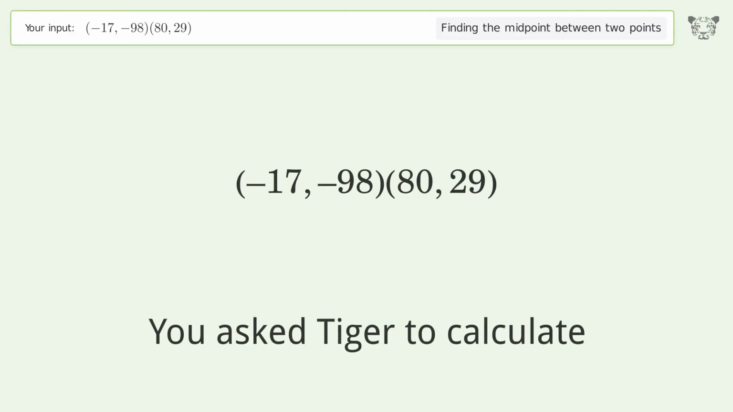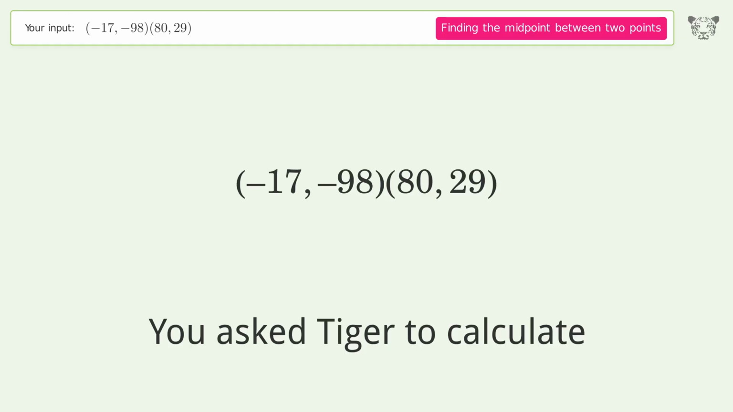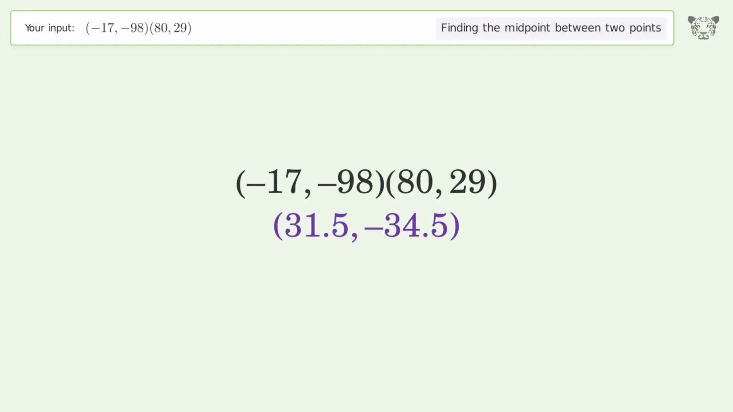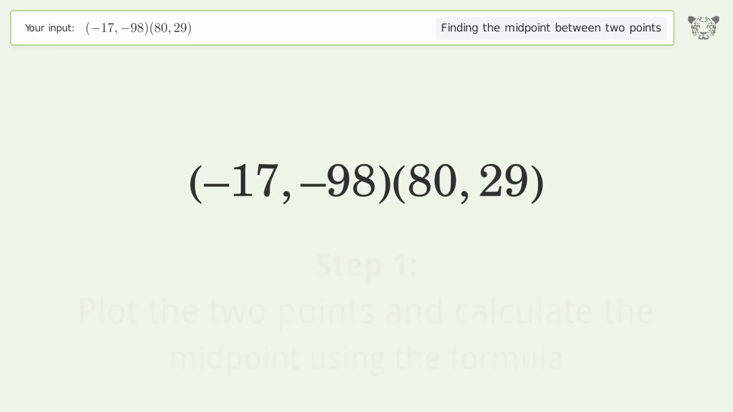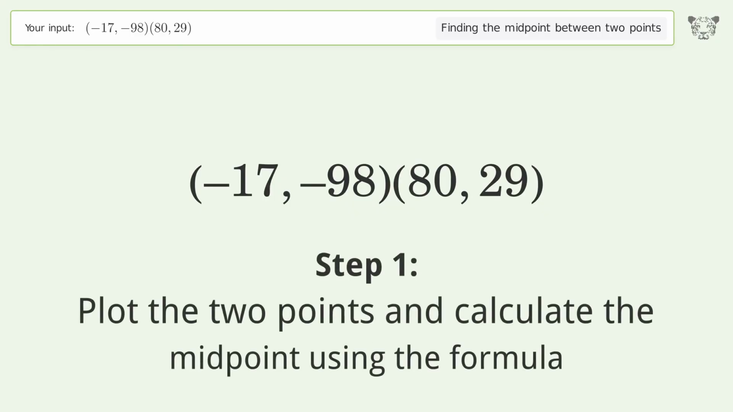You ask Tiger to calculate. This deals with finding the midpoint between 2 points. The midpoint between the 2 points is (31.5, -34.5). Let's solve it step by step. Plot the 2 points and calculate the midpoint using the formula.